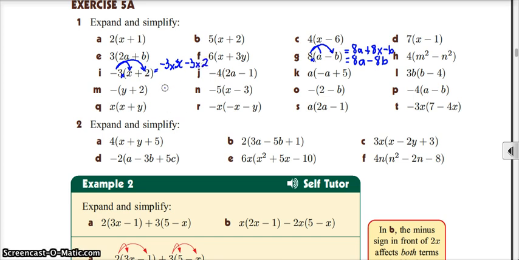Okay? Negative 3 times the x gives me negative 3x. Negative times a positive. Remember, there's nothing there, so it must be a positive. A negative times a positive is a negative. 3 times 2 is 6. Alright. I'll just do the next one, just to stay with it.